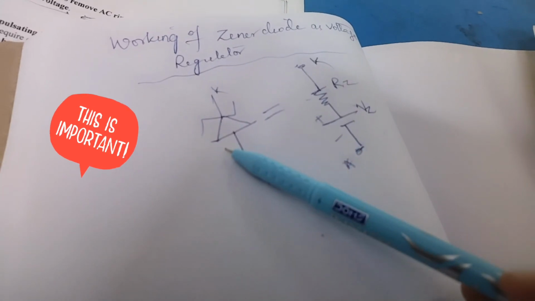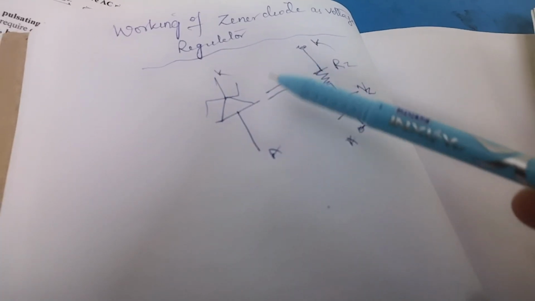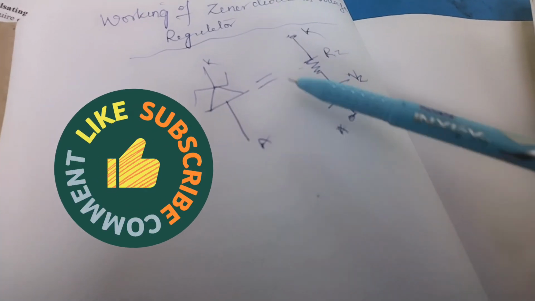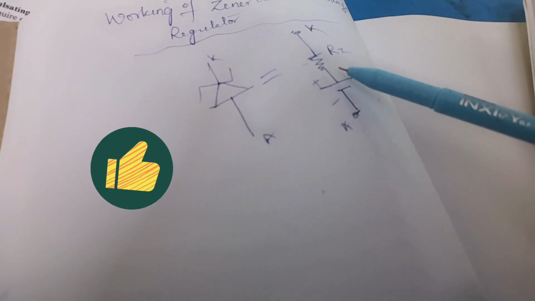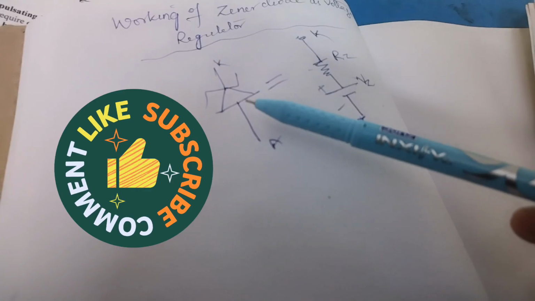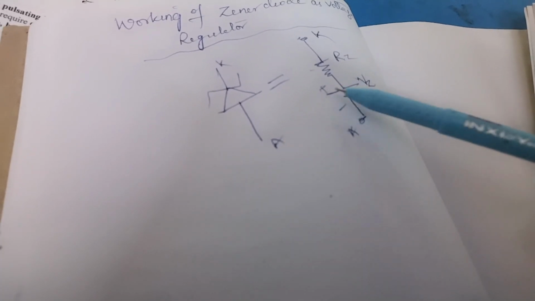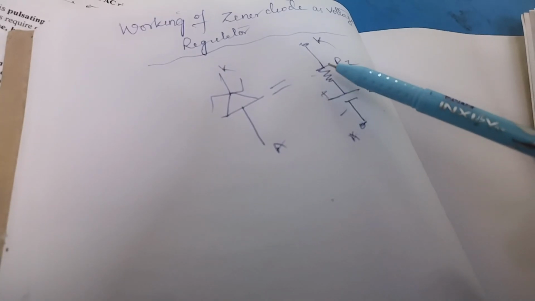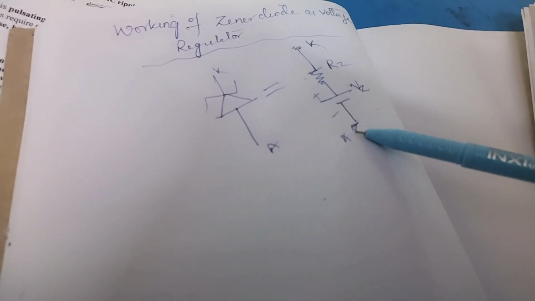This is the symbol of a Zener diode. Here we have a Z-like symbol. This is the cathode terminal, negative, and this is the anode terminal, positive. This is the ideal symbol of a Zener diode, but the practical symbol is different. Usually we replace the Zener diode with a voltage across it, that is Vz, along with the internal resistance, that is the Zener resistance. This is the cathode terminal and this is the anode.